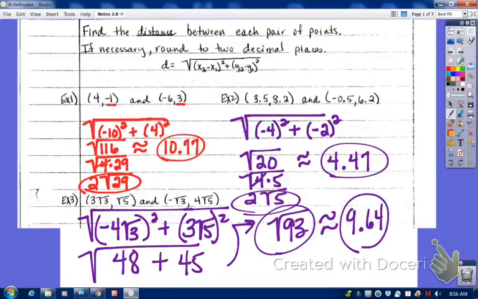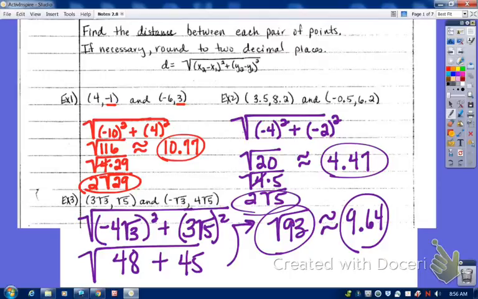9.64. Everybody knows those two squiggly lines. They're not equal signs anymore because you've actually rounded. You don't have an exact answer. So the square root of 93 doesn't equal 9.64. That's why they changed those straight equal signs to squiggly lines, meaning it's approximately equal to 9.64 because you've rounded.